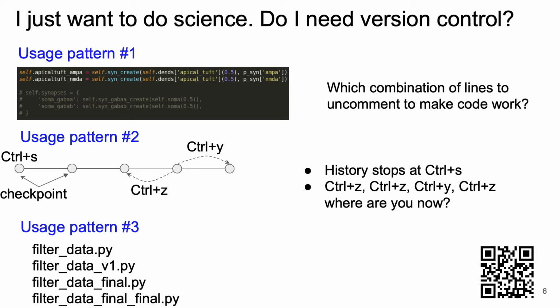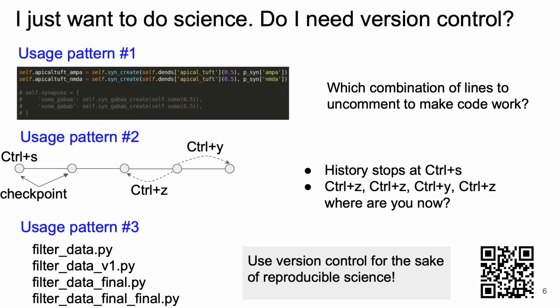Here's another usage pattern. You wrote some code and then you feel like, okay, I should have another version of it. You don't want to delete the old code, so you just append _version 1 to your code. And so I would say use version control for the sake of reproducible science, if not anything else.